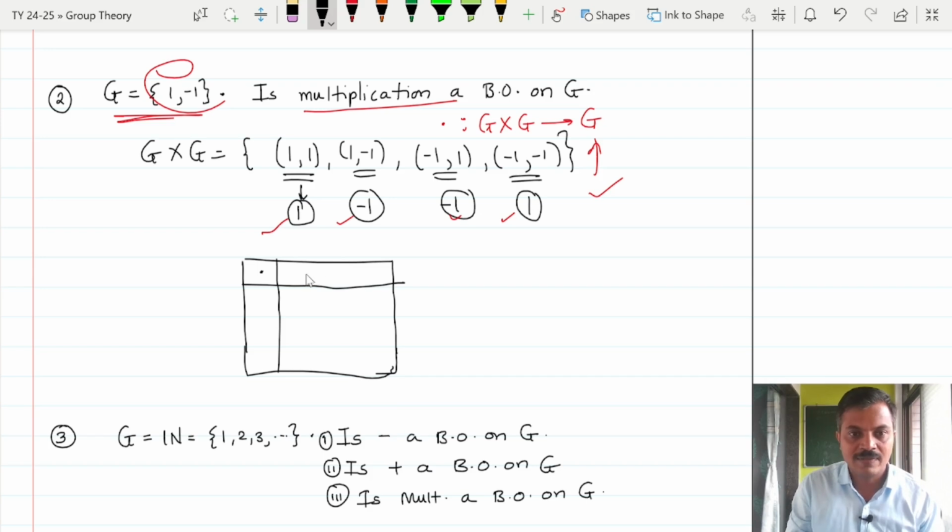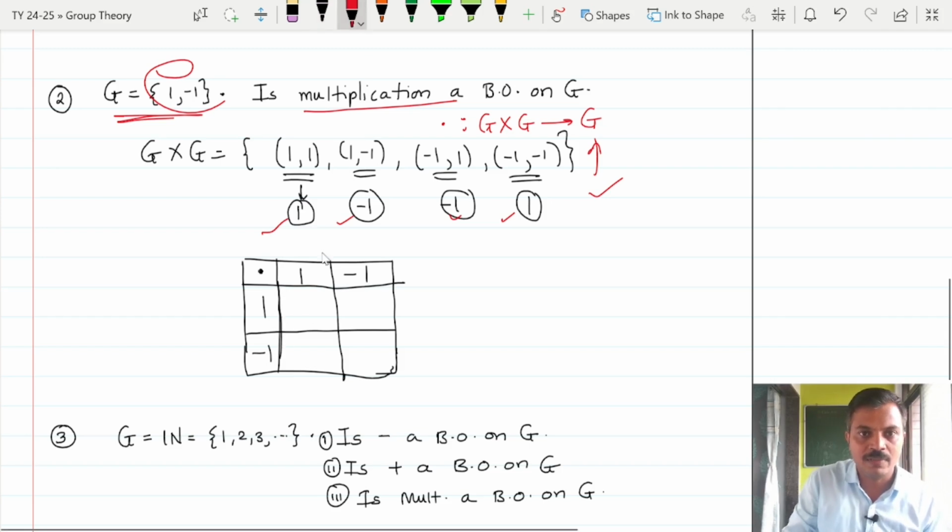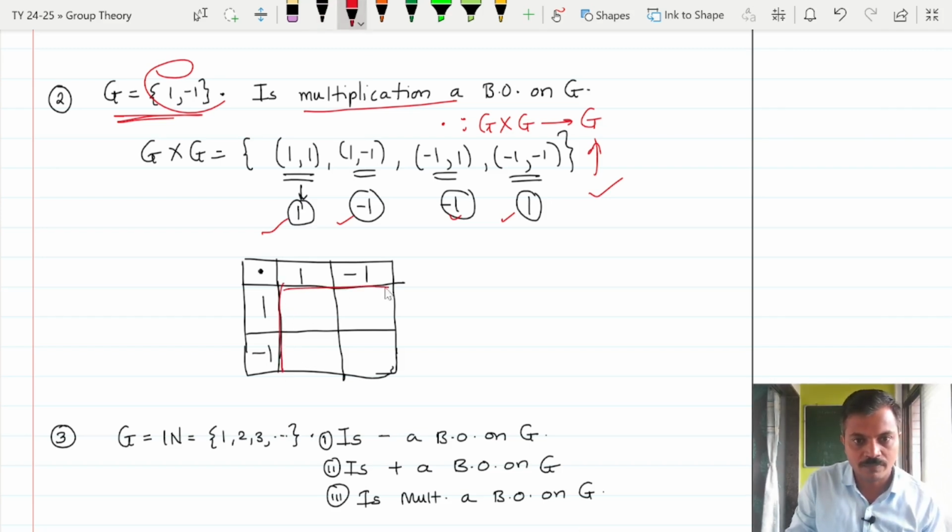Now here, since our set is G, let us write down all the elements of G. That is 1, minus 1 here, and 1, minus 1 here. Now the operation is multiplication. We have to just complete this table.